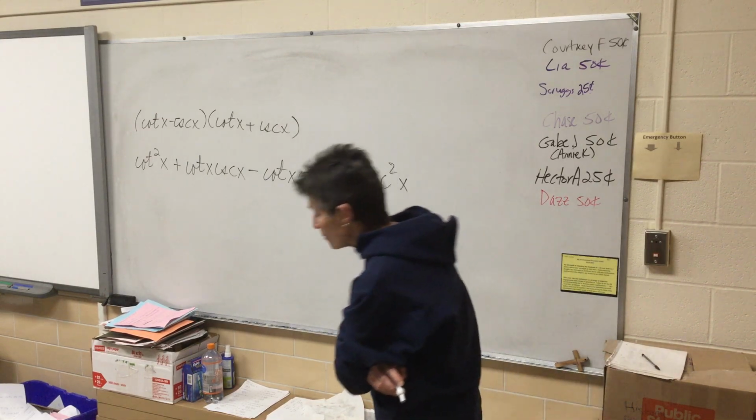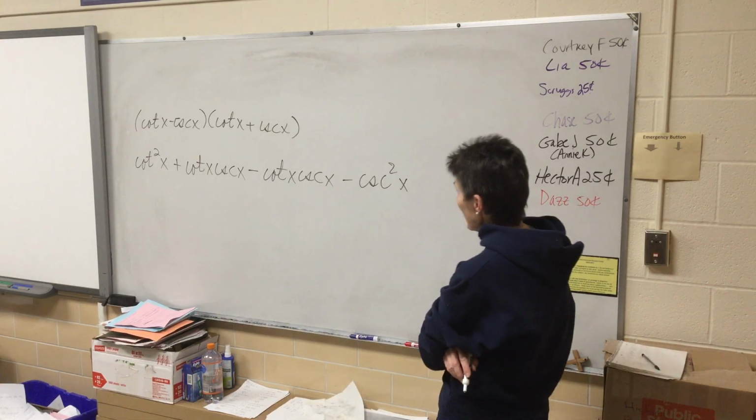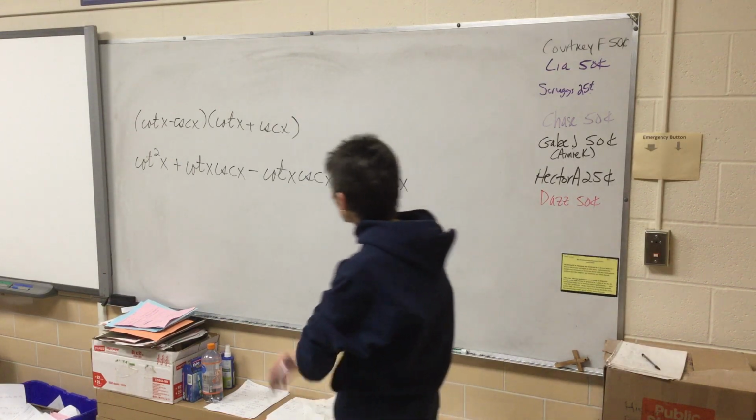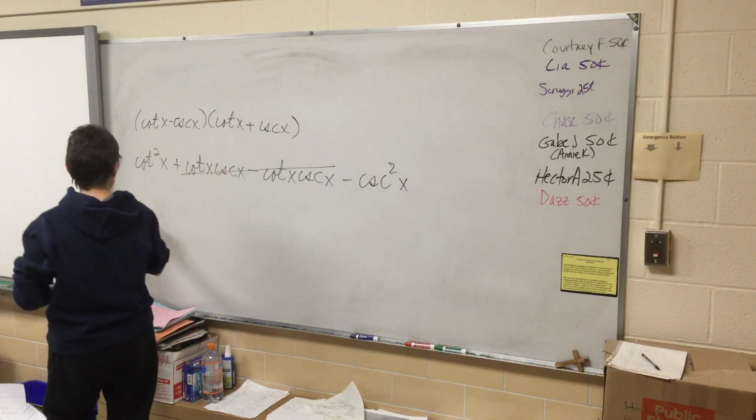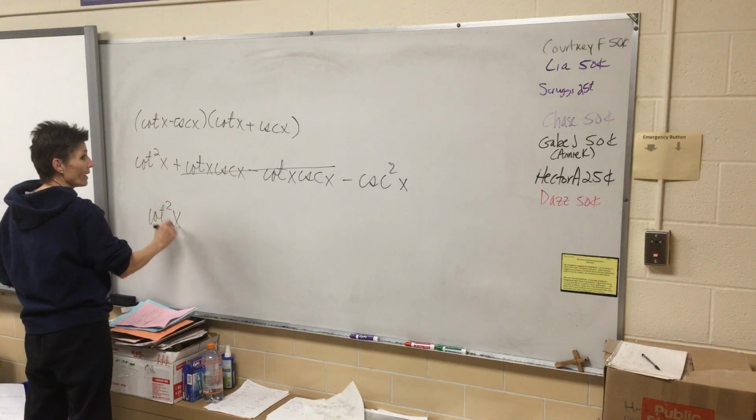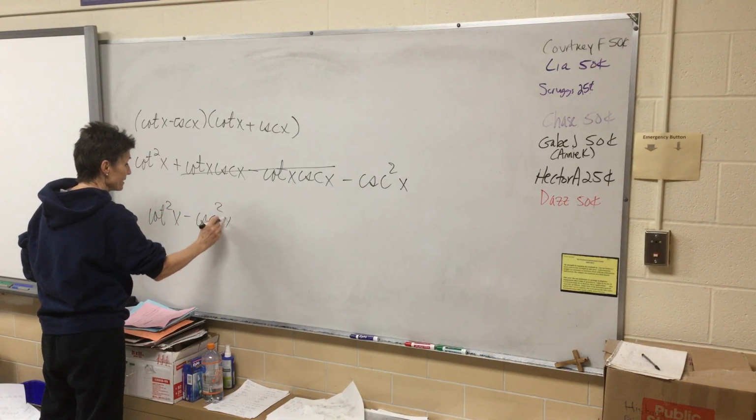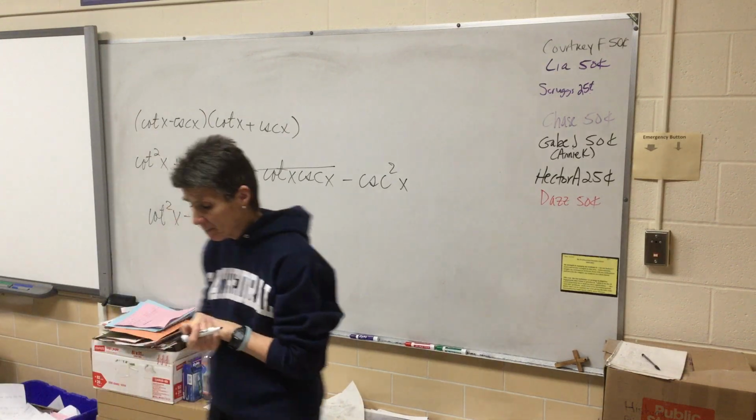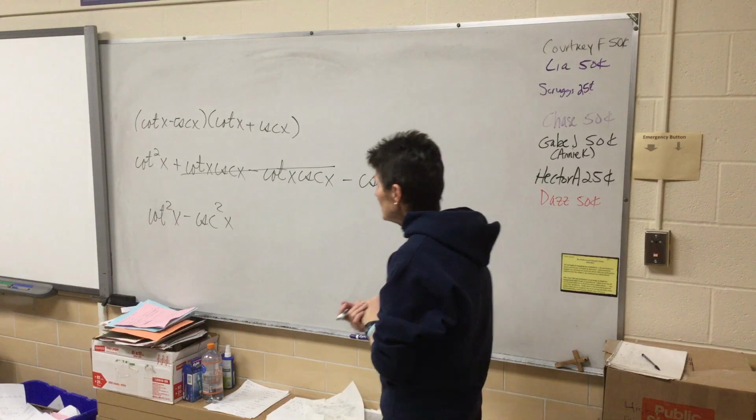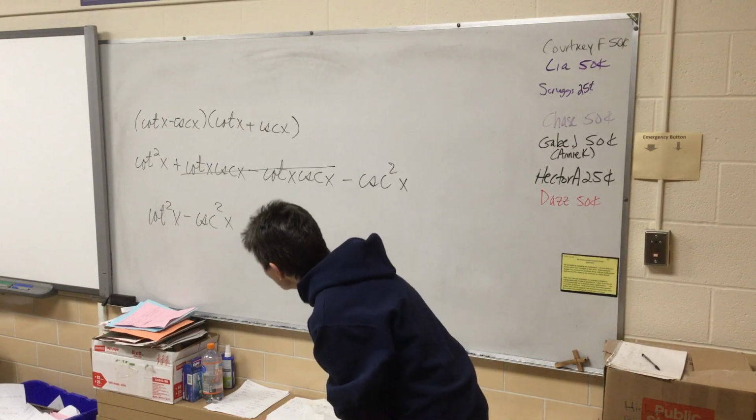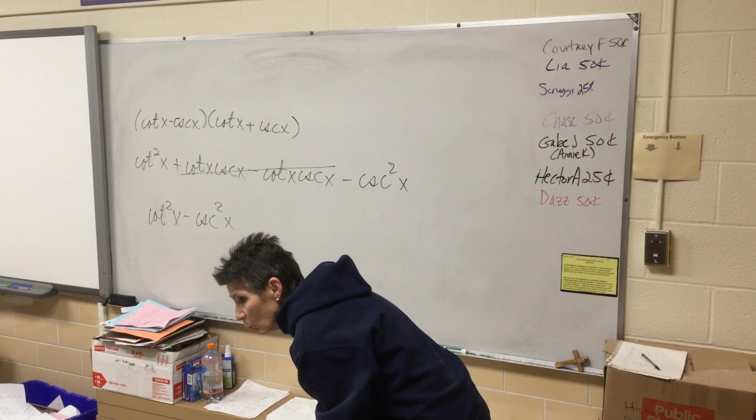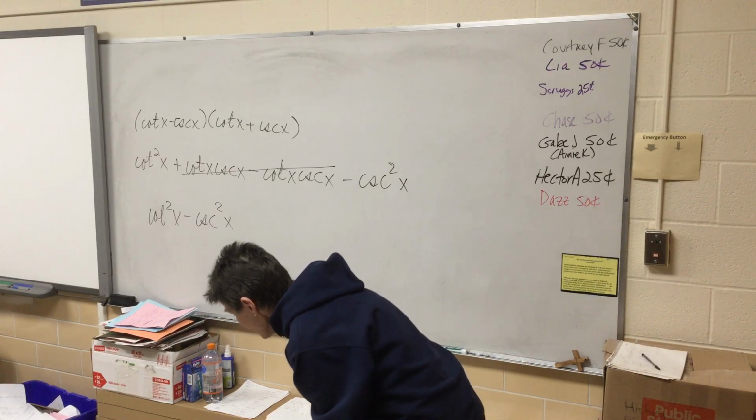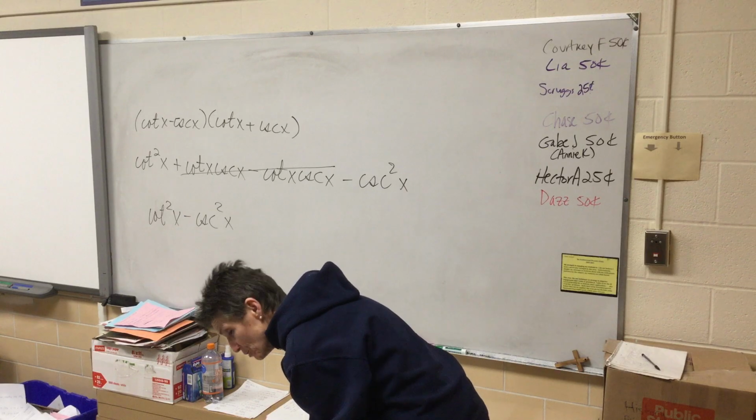All right, so tell me what you think about that. You can cancel the middle. Yeah, absolutely, those cancel. So now I've got cotangent squared minus cosecant squared. Now, you have some options here. What do you think when you look at this problem? What would you do if you were stranded on a desert island and I wasn't there to help you? What would you do?